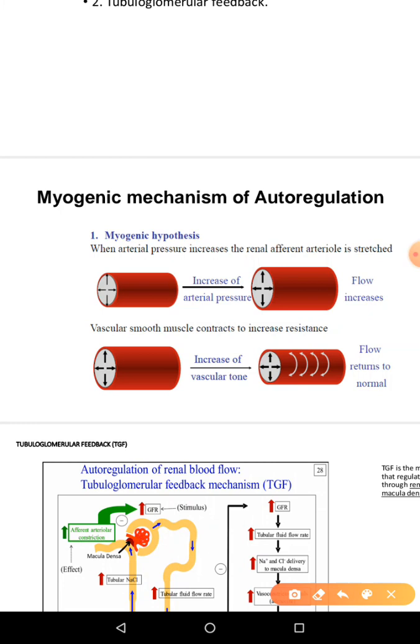So whenever blood flow increases, the arterioles will become stretched, but that stretch will be a stimulus that will cause the muscles within the arterioles to contract, reducing the lumen of the blood vessels. When the lumen diameter is reduced, it means the resistance has increased, and when resistance increases, it means blood flow reduces.